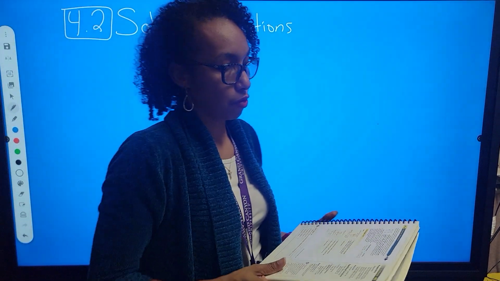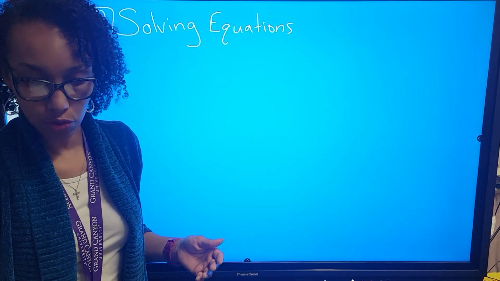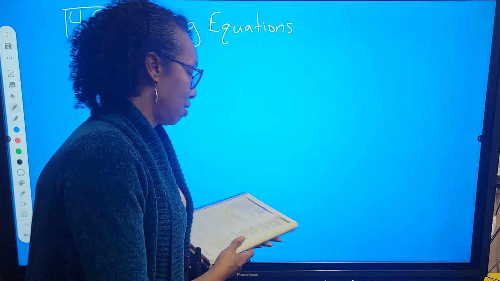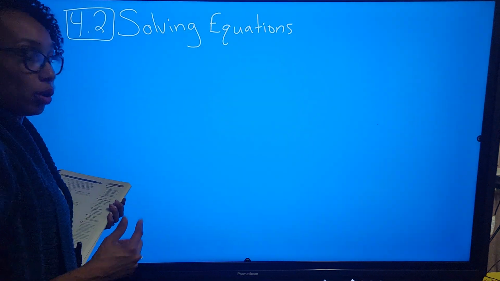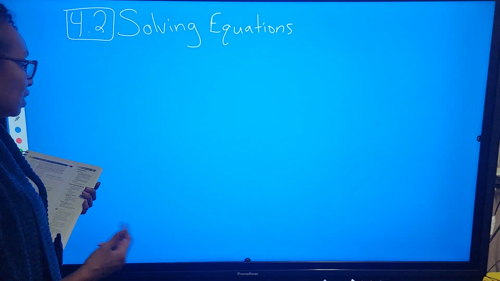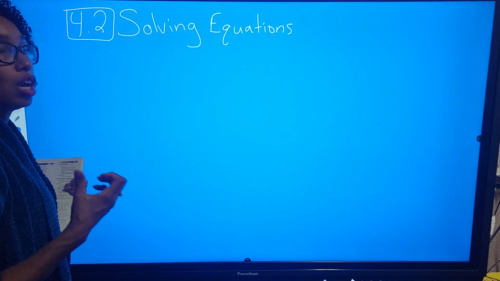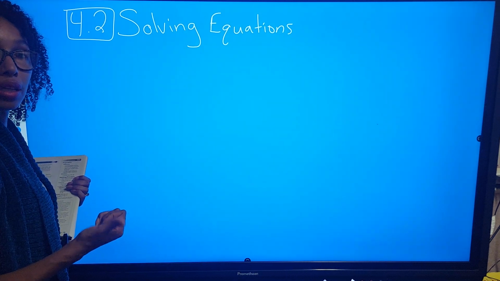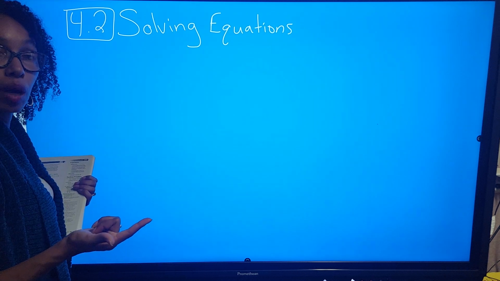Today we're talking about 4.2, solving equations. We are on page 143 in the textbook. And kind of a review of what we did yesterday, where we were introducing or reminding ourselves what we've learned about solving equations. We talked about two properties of equality: the addition property of equality and the multiplication property of equality.